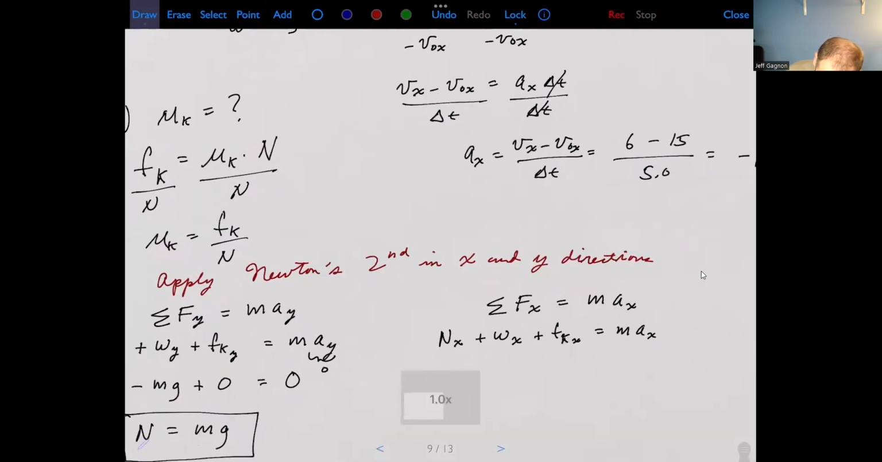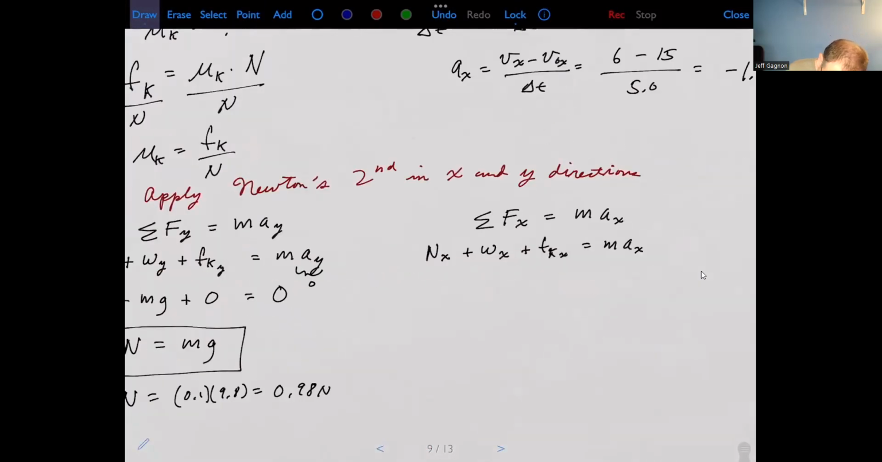So this, the n_x is going to be zero, right? None of that normal force is acting in the x direction. None of the weight is acting in the x direction, but the x component of the frictional force is the minus the total frictional force, so minus F_k, and that's got to equal m-a-x.